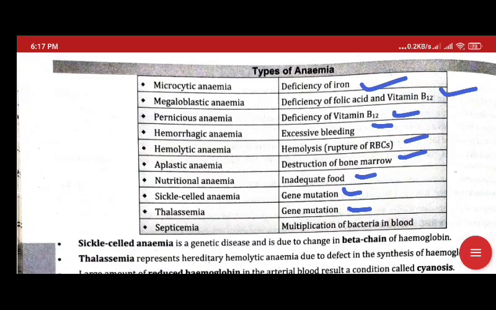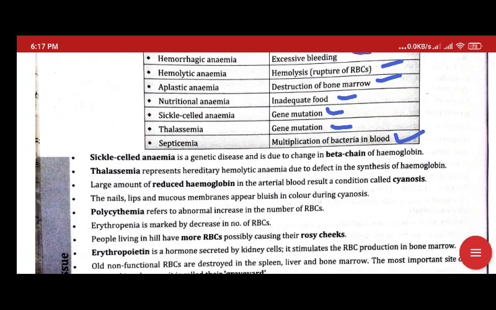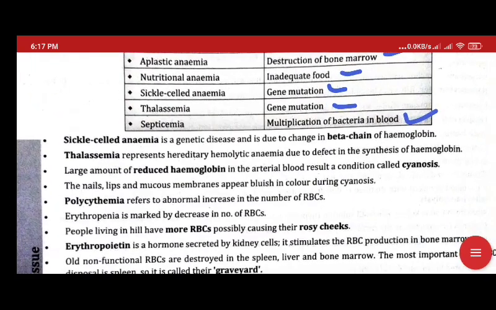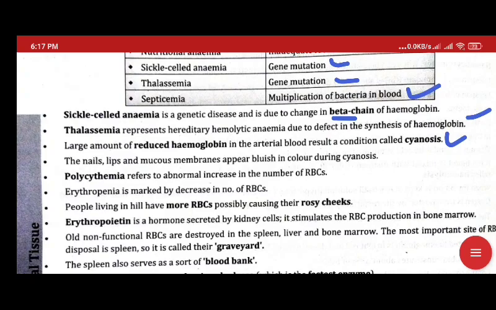Septicemia is multiplication of bacteria in the blood. Now sickle cell anemia is a genetic disease due to what? Beta chain 141 and 146. Thalassemia is also due to deficiency of hemoglobin. Now if hemoglobin is reduced, that is called cyanosis, which is present in the nose or cheeks, or what? Lips also, and nails also.